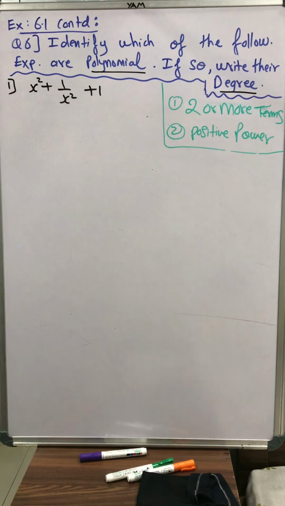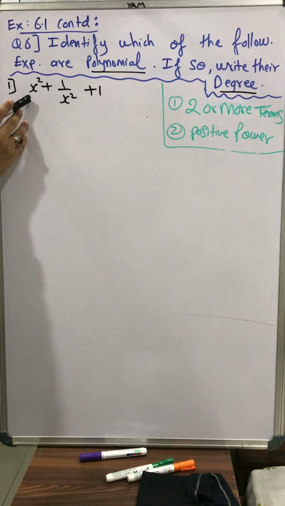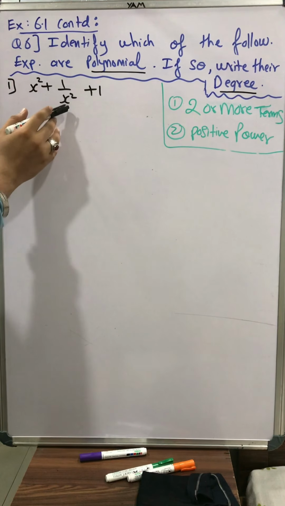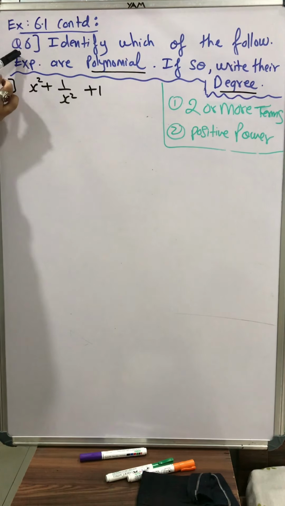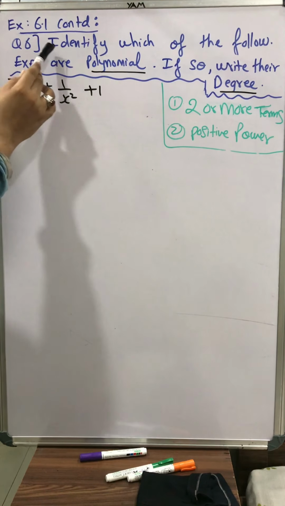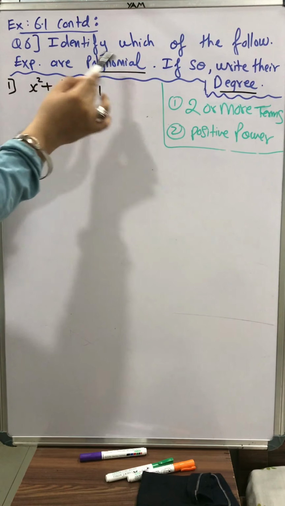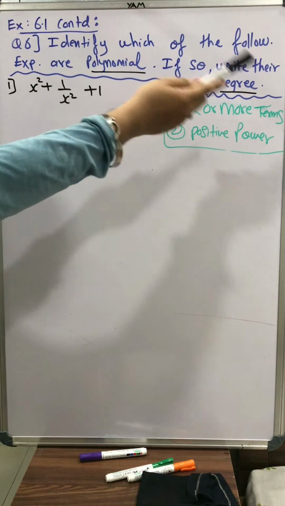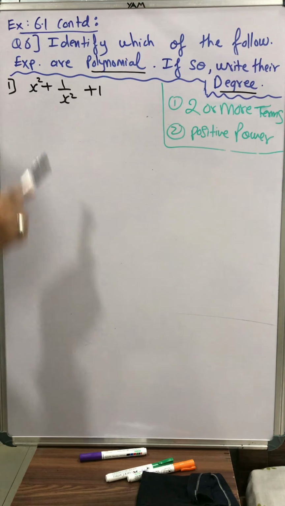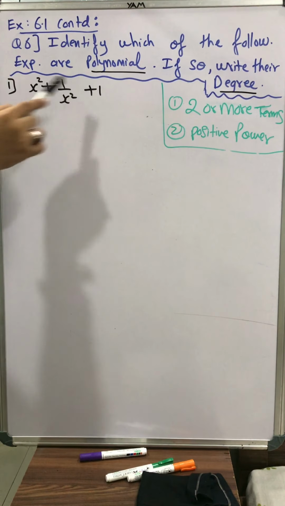So students, the next question is on the board. Question number 1: x square plus 1 upon x square plus 1. This is the first question of exercise 6.1, question number 6. We need to identify which of the following expressions are polynomials, and if they are polynomials, then the second part is to find the degree. x square plus 1 upon x square plus 1.